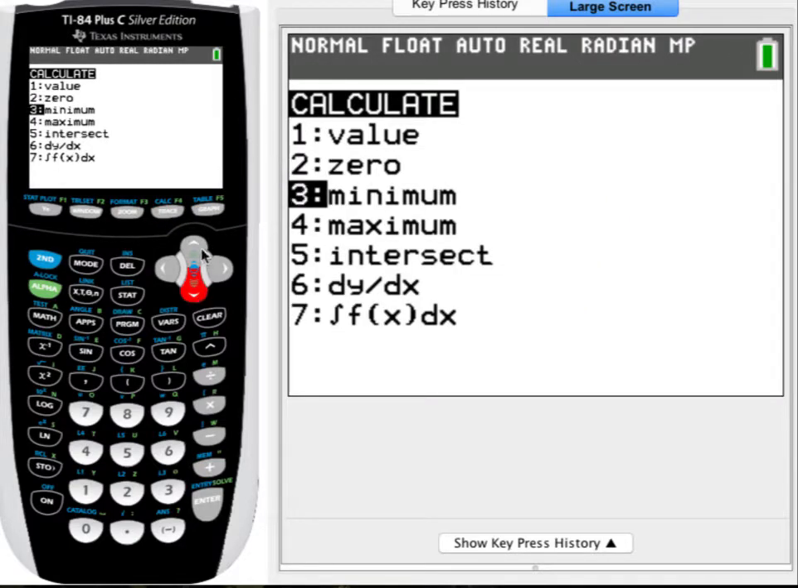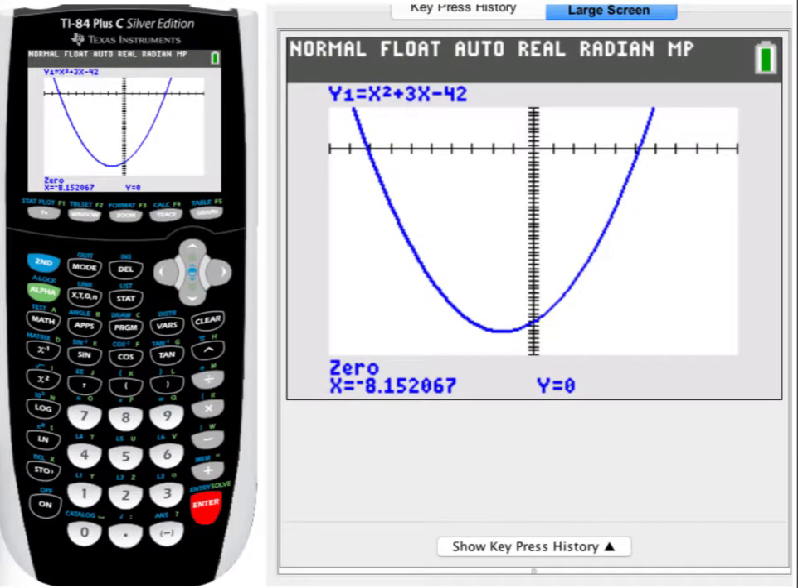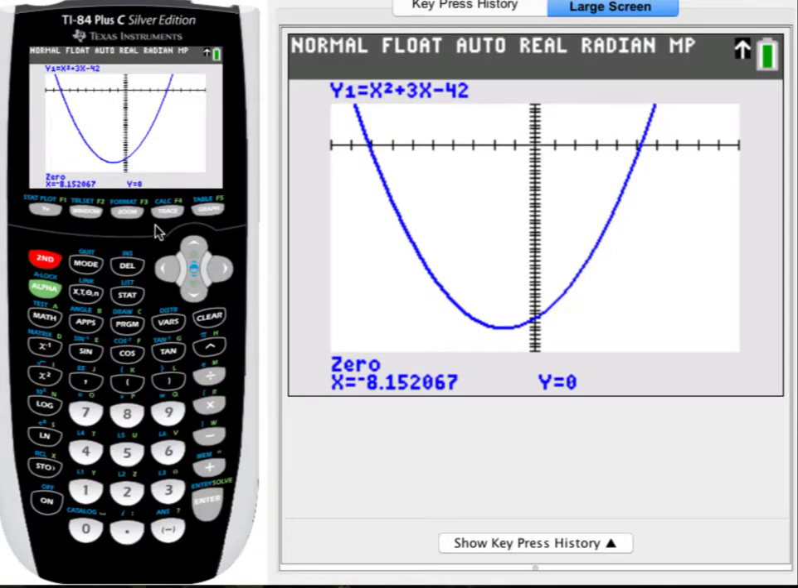Remember, we go to second trace, zeros, move the cursor to the left of the zero, enter, move the cursor to the right, enter, enter. There's one zero, negative 8.15. But does it make sense for the width to be a negative length? No, it doesn't. So this is what I mean by analyzing a solution. I would mark this one out. I do need you to write it down, just put an X through it so that I know that you found it. Okay, we're going to repeat the process and find the other zero.